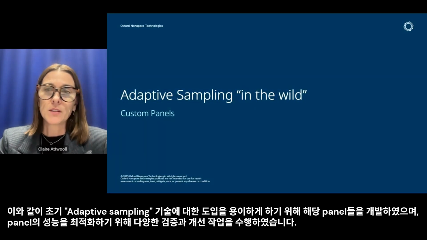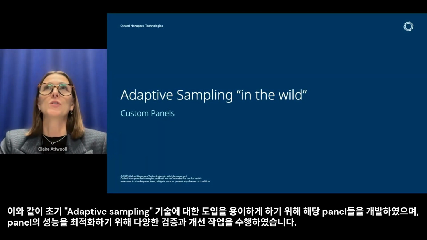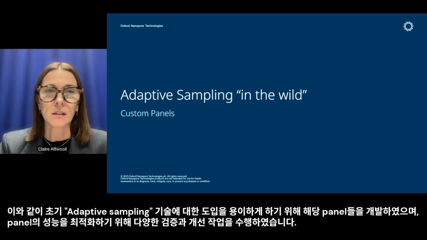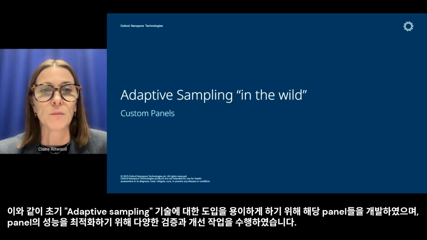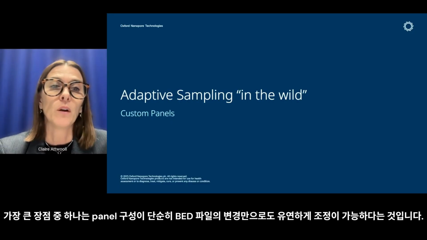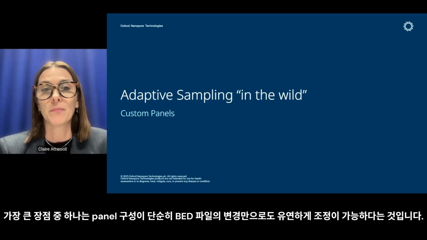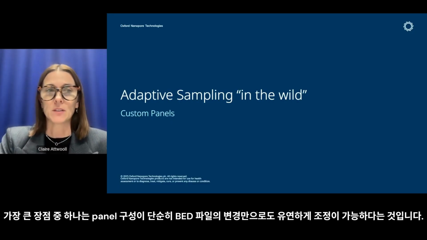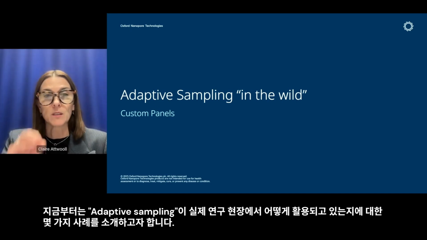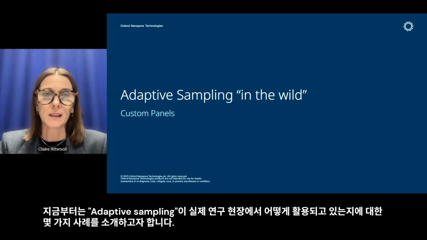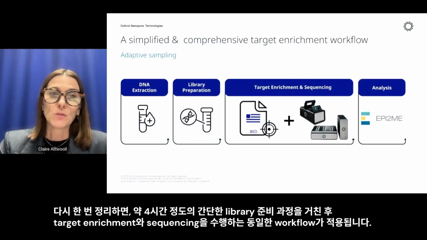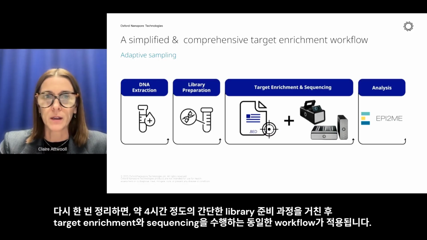All right, so those are the panels that we have developed just to make it easy to get started. And we've done a lot of work to make sure performance is good. But one of the benefits, obviously, is that what changes a panel is just a bed file. So I'm just going to give you some examples of things people have done with adaptive sampling in the wild. And just a reminder, this is going to be the same simple 4-hour library prep and then targeted enrichment and sequencing.